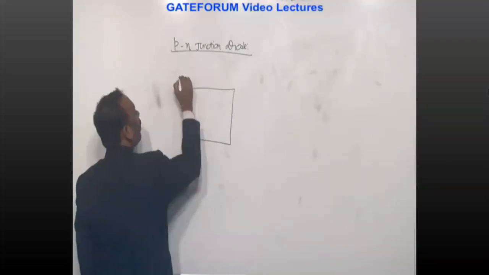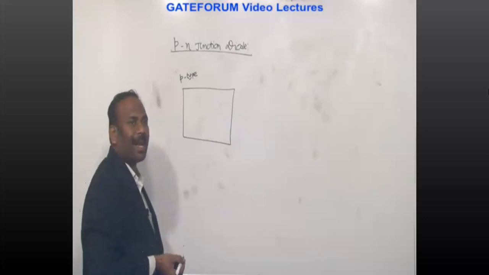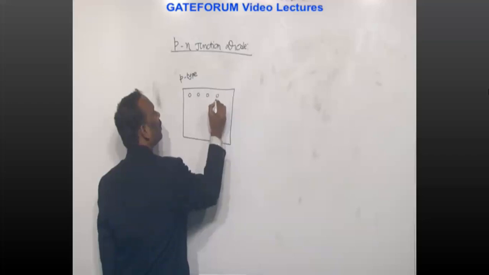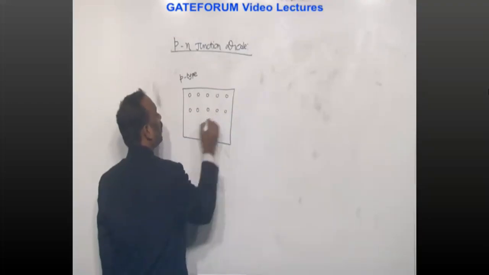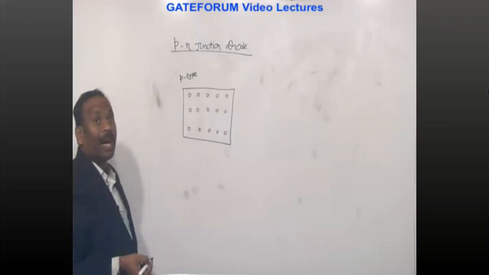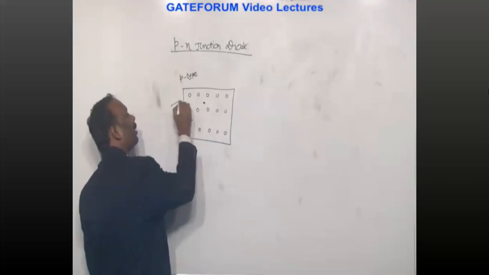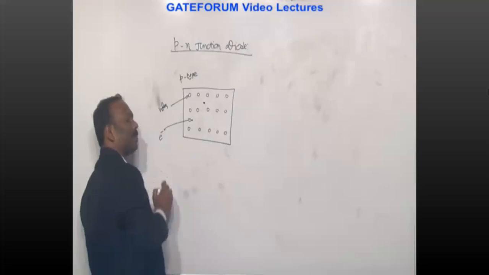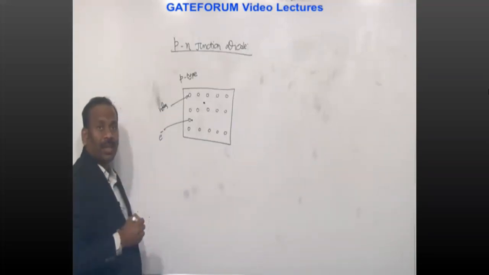Take this as a p-type semiconductor. Majority charge carriers are holes. Let us suppose I am representing like this. Minority charge carriers are electrons. Let us suppose these are electrons. These are holes. These are electrons. Now, more positive charge than negative charge.